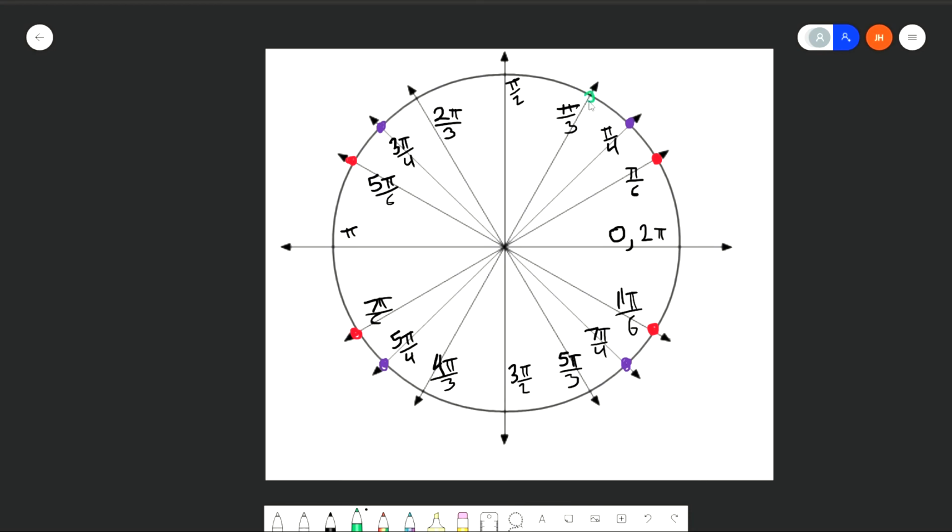Pi over 3 is always the tall one. And that's because 1/3 is a bigger fraction than 1/4 or 1/6, right? Once again, just like with the unit circle before, the easiest way to do these things is to just learn the first quadrant, and then you just use reflection. So what we notice is that essentially 1/6 is less than 1/4, is less than 1/3, is less than 1/2, right?